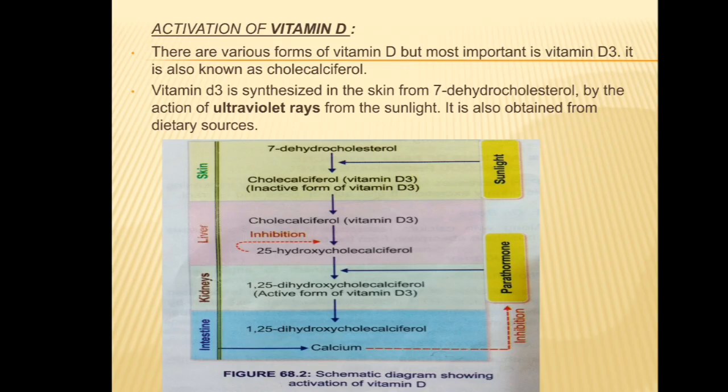And in the liver, this cholecalciferol is further converted to 25 hydroxycholecalciferol, and then in kidneys to 1,2,5 dihydroxycholecalciferol, that is the active form of vitamin D3, converted in the presence of parathormone. And then again in the intestine, 1,2,5 dihydroxycholecalciferol increases calcium absorption. When the calcium level increases, parathormone secretion is again inhibited.